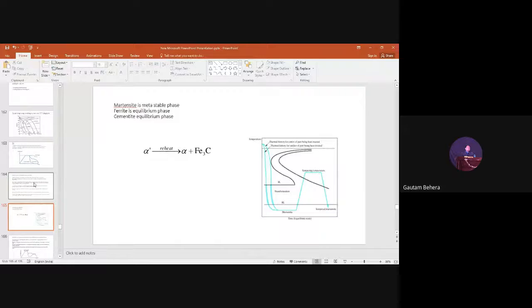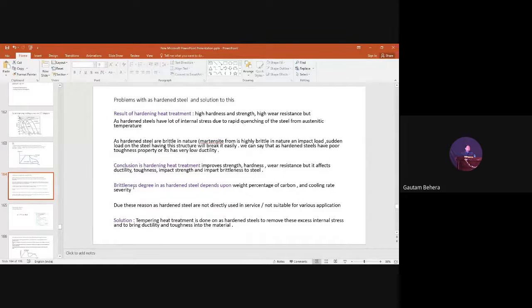So now, there is another interesting point here. The degree of brittleness in as-hardened steel depends upon the weight percentage of carbon. If the steel has a higher percentage of carbon, then the brittleness will be more after hardening heat treatment, right? And it also depends upon the cooling rate, or severity of the cooling rate. If the cooling rate is very fast compared to the critical cooling rate, like water quenching or ice bath quenching, then it will be more brittle, right? You people have understood up to this? Yes, sir. So due to these reasons, as-hardened steels are not directly used in service.